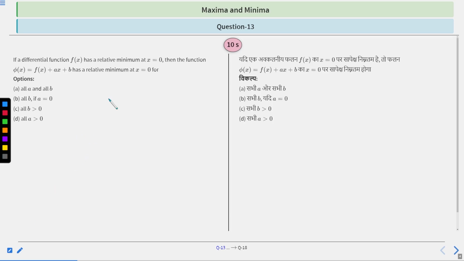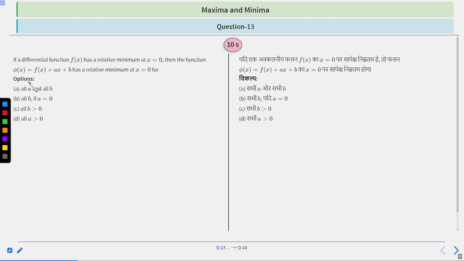The hint of this question is we have a differential function f(x) that has a relative minimum at x equal to 0. Then by the use of f(x), we made another function known as phi(x), which can be written as phi(x) is equal to f(x) plus ax plus b. And we have to find whether phi(x) has a relative minimum at x equal to 0 for which a and b. Since f(x) has a relative minimum, therefore f dash 0 is equal to 0 and f double dash 0 will be greater than 0.